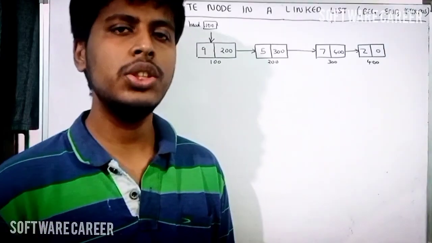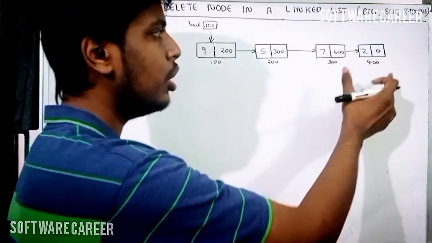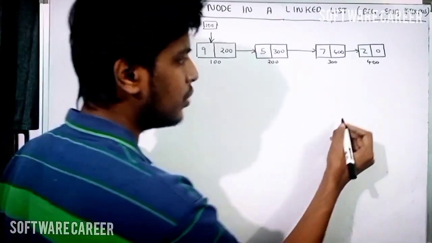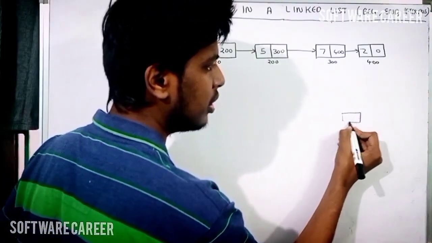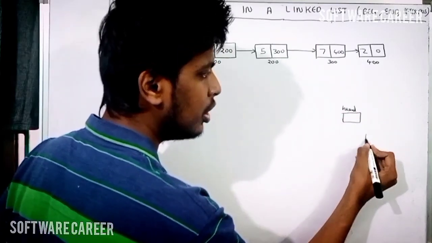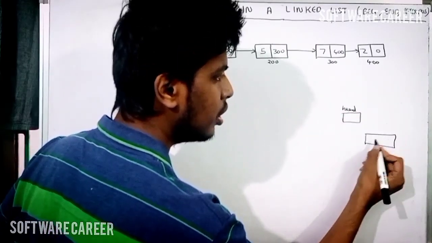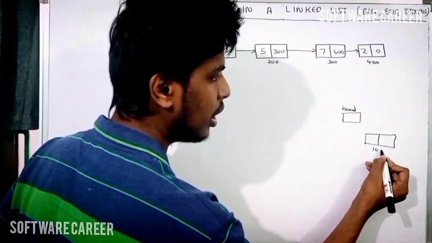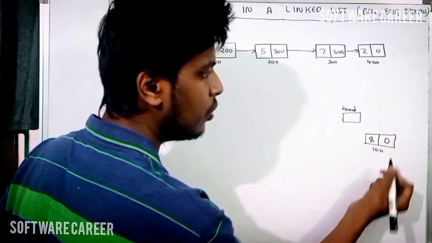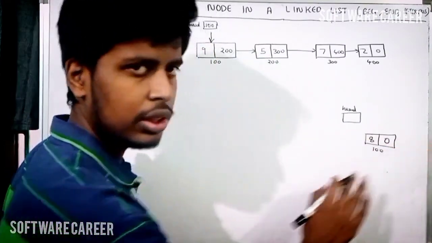Now see, now I'll teach you how to delete a node from the end of a linked list. That means I'll teach how to delete the last node. First I'll teach the case when the linked list has only one node present in it. See, I'm taking a head pointer. Now suppose in a linked list we have only one node. Let's say the address of this node is 100 and the data stored is 8. Now in this pointer 0 will be there because there is no node after this.